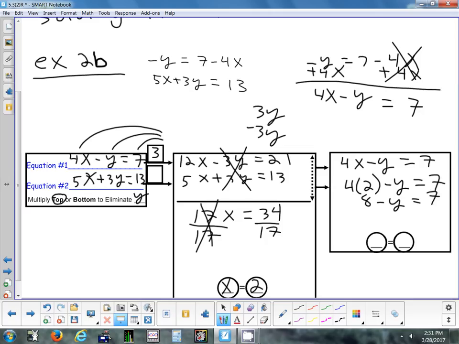Okay, next step. If we add 8 to both sides, it's going to turn this into a 16. We want to wipe that out. So we're going to subtract 8. Subtract 8. So I get negative y equals, what's 7 minus 8? Negative 1. Is that my answer?